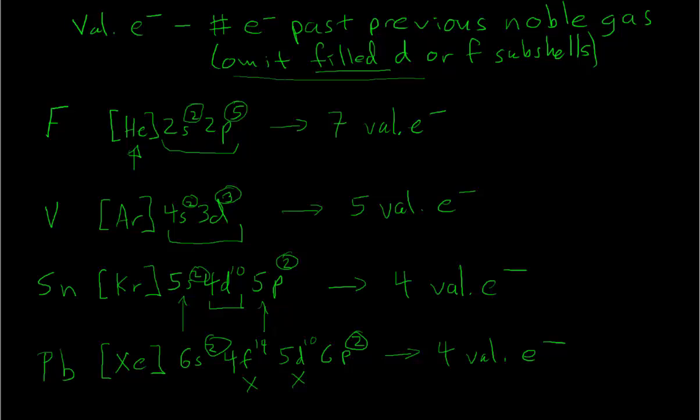And that's consistent with the position of both tin and lead in group 4A on the periodic table. So group 4A, carbon, silicon, germanium, tin, and lead all have 4 valence electrons. So that's how we count and figure out the number of valence electrons that we have.